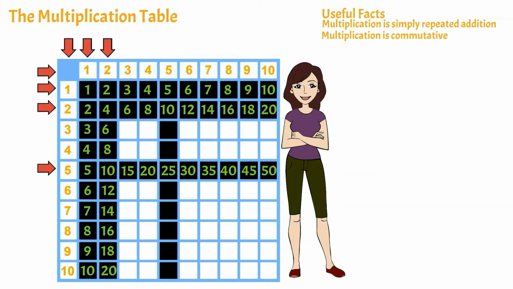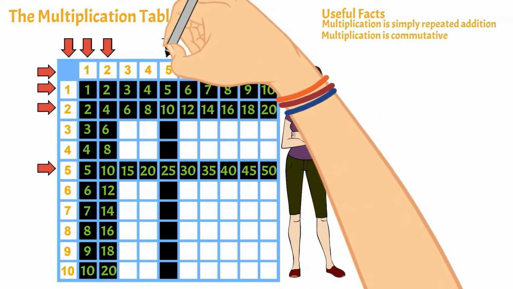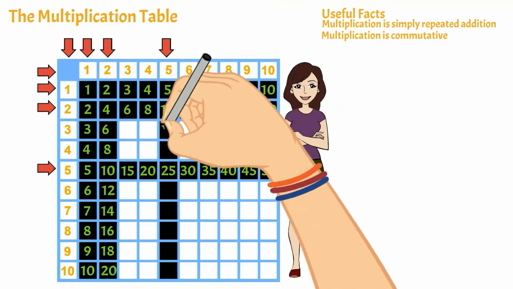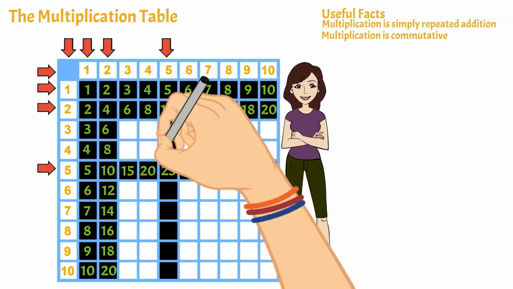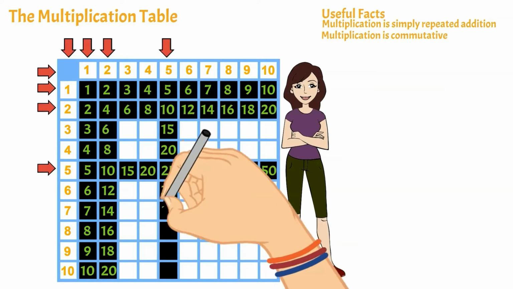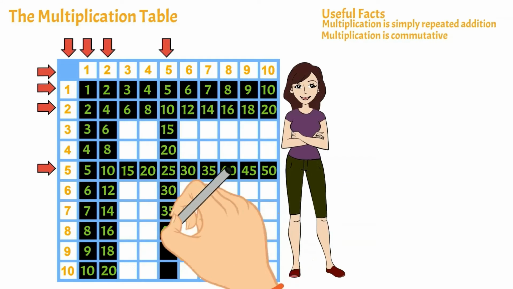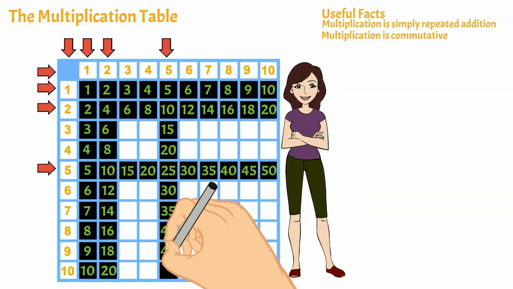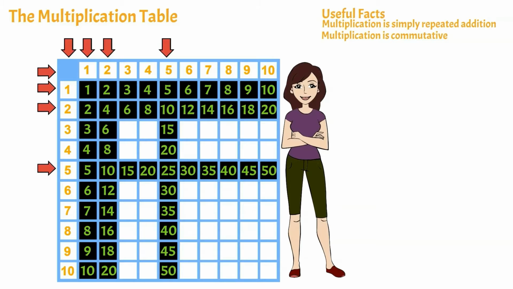If we do the other way around, it will give us the same answers. So here, we will also have 15, 20, 25, 30, 35, 40, 45, 50. Multiplication by 5, like multiplication by 1 and 2, is very easy. Multiplication by 5 is as easy as counting in fives.